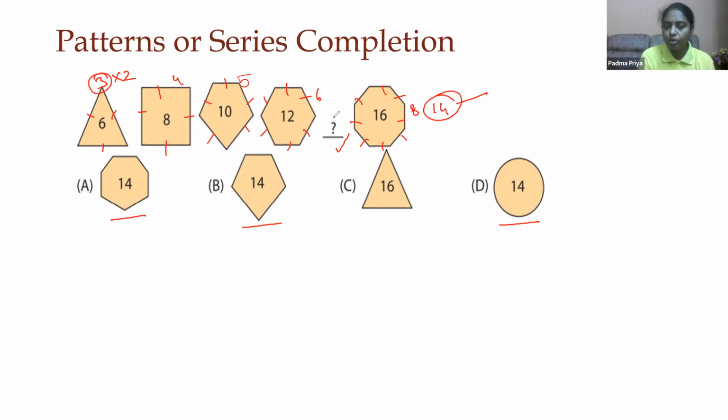So here you are getting 14. That means you should have the figure with 7 lines. See, 1, 2, 3, 4, 5, 6, 7. So yes, this is having 7 lines. So A is your answer.